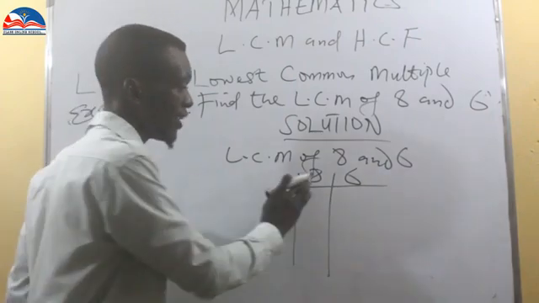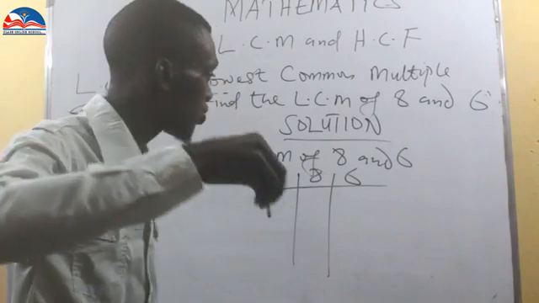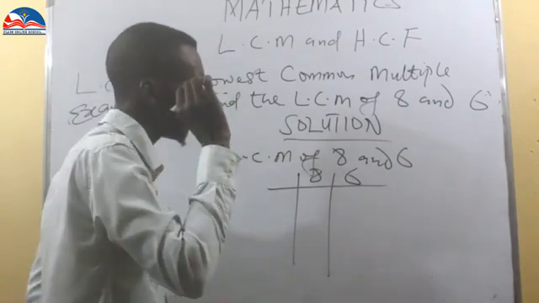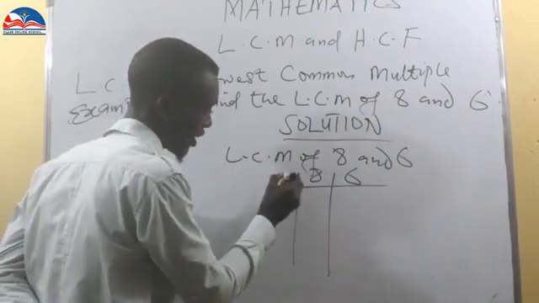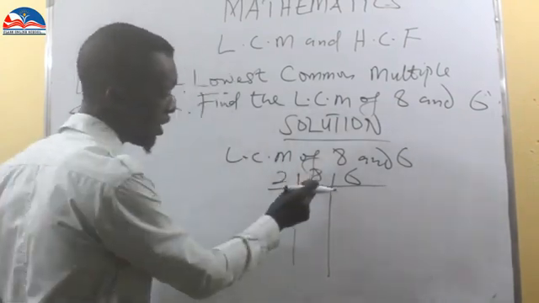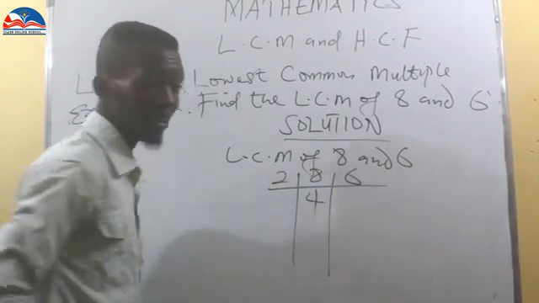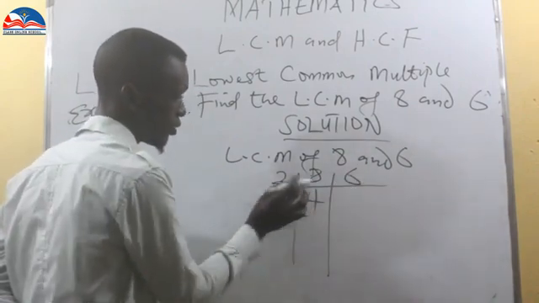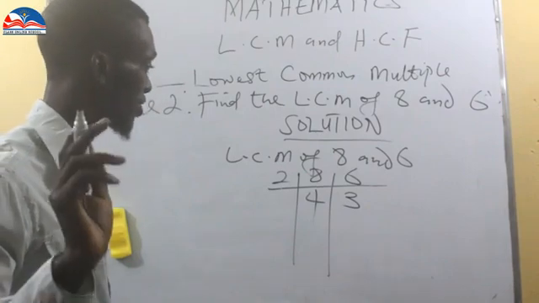Now, if you look at 8 and 6, what is the number that you can use to divide 8 with no remainder? What do I mean? For instance, 2. If I say 8 divided by 2, it will give us 4. 6 divided by 2 will give us 3. Is it not? Yes. It will give us 3.